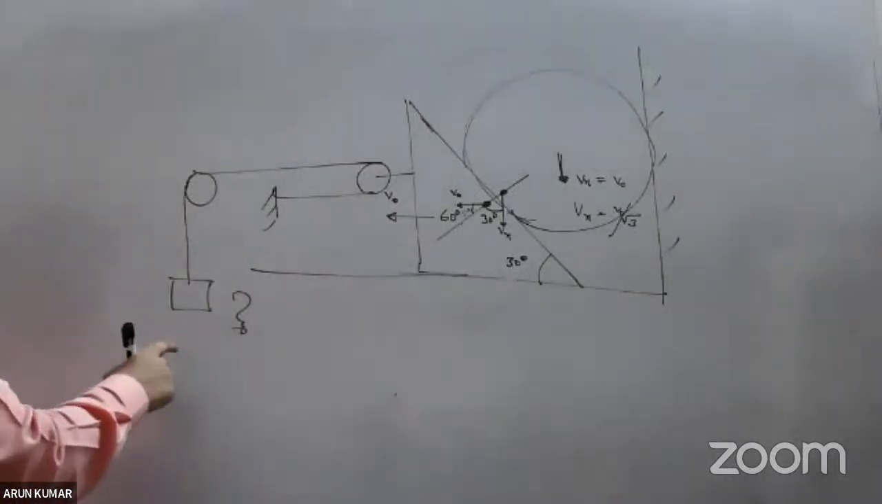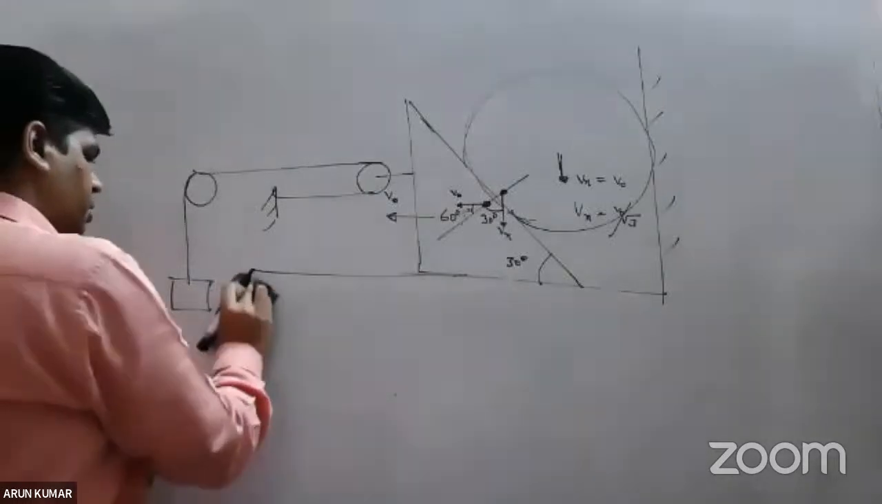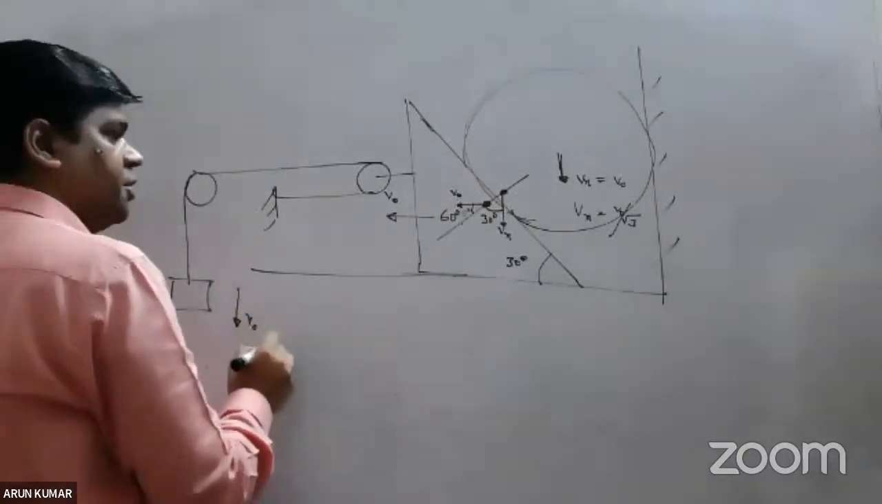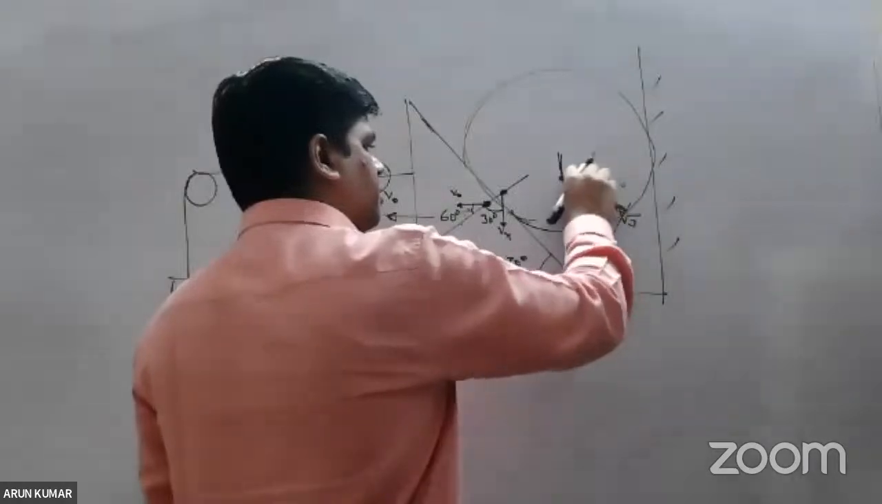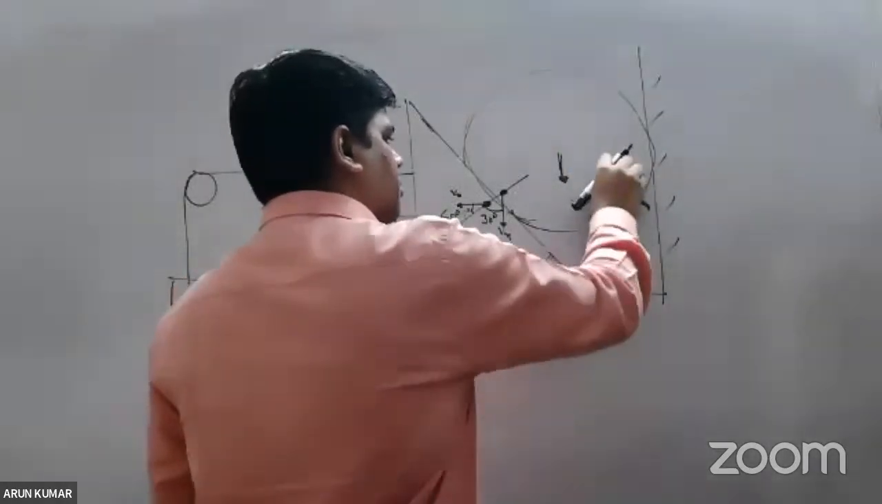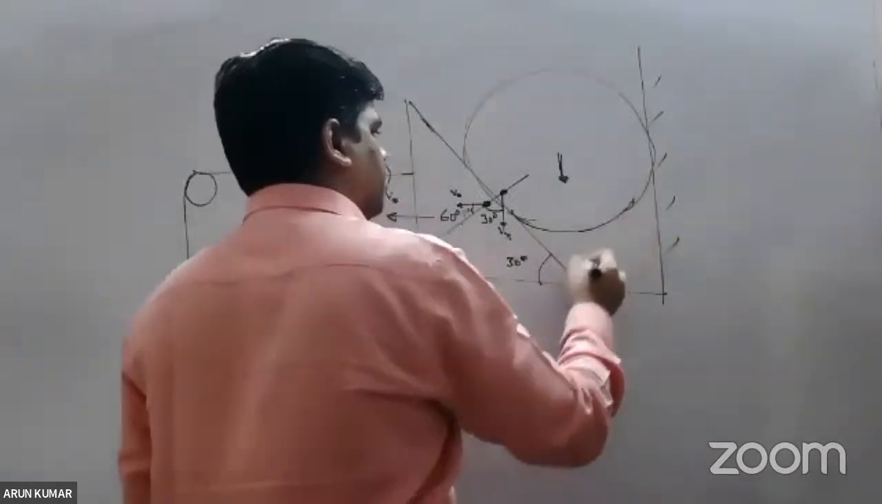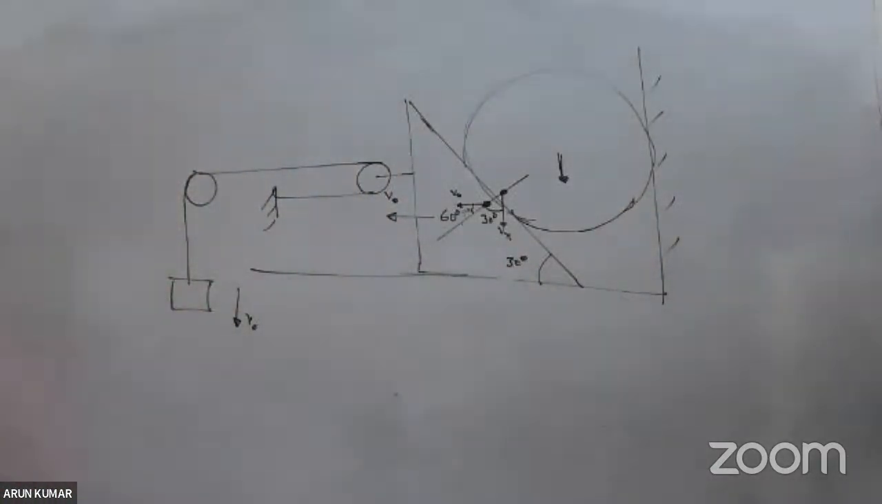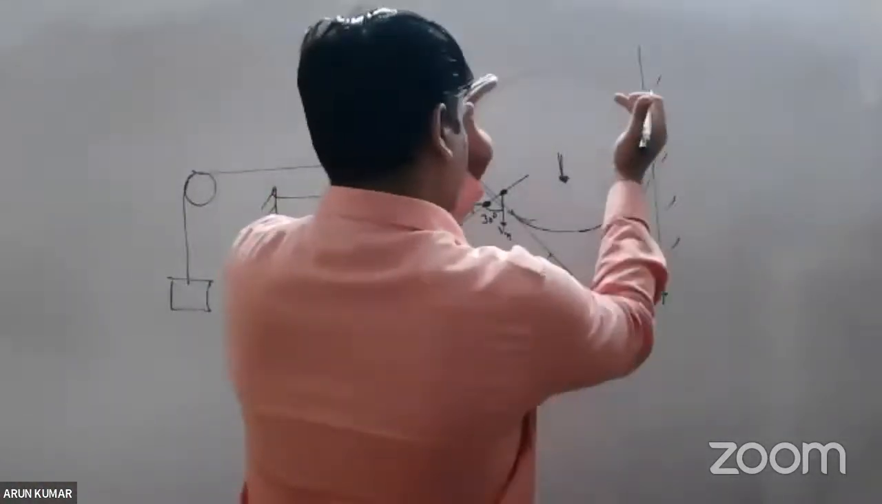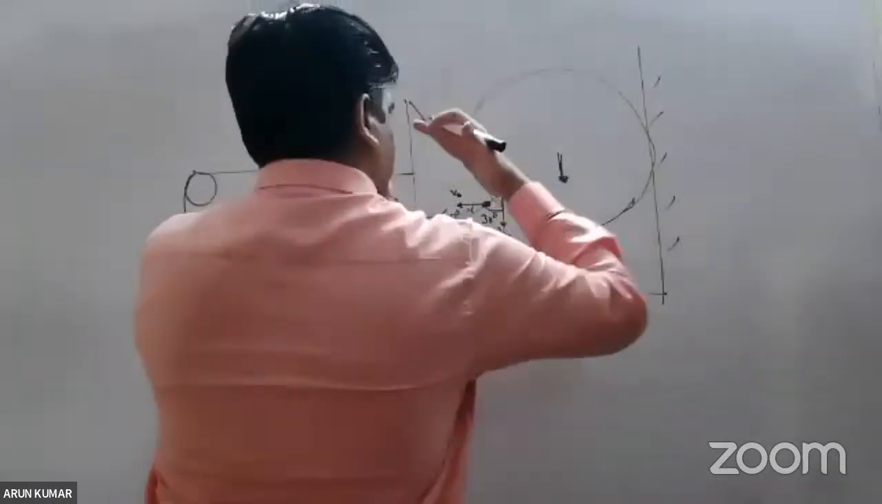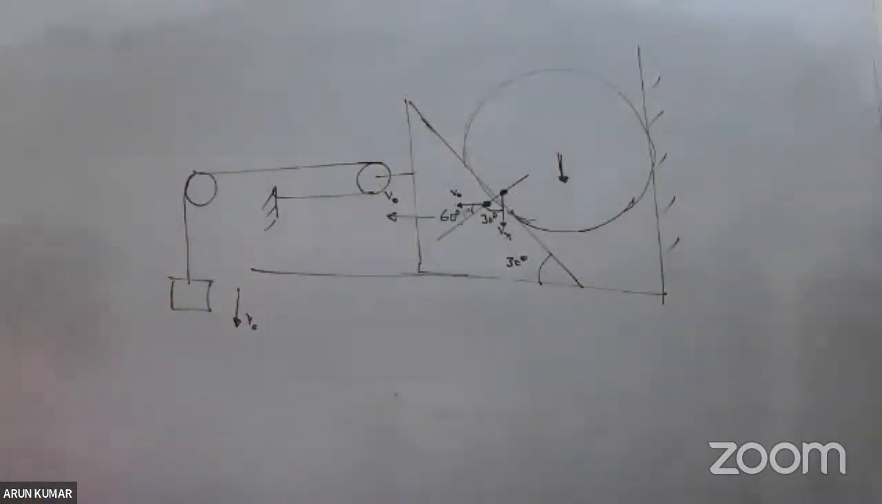Find the velocity of the block, or the velocity of the block is given as v naught. Find the velocity of the sphere. Find the velocity of the sphere. Cylinder, whatever. The cylinder is like this. The wedge is like this. Think about it.